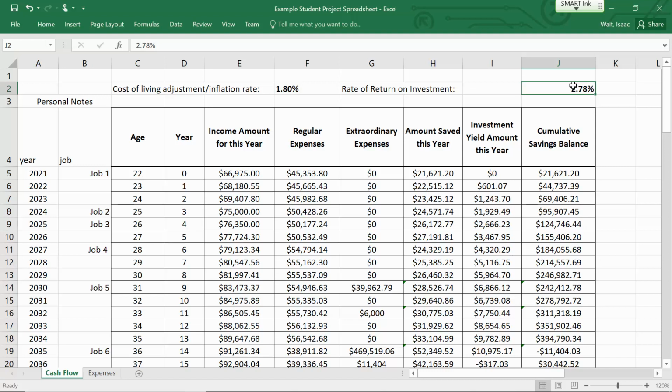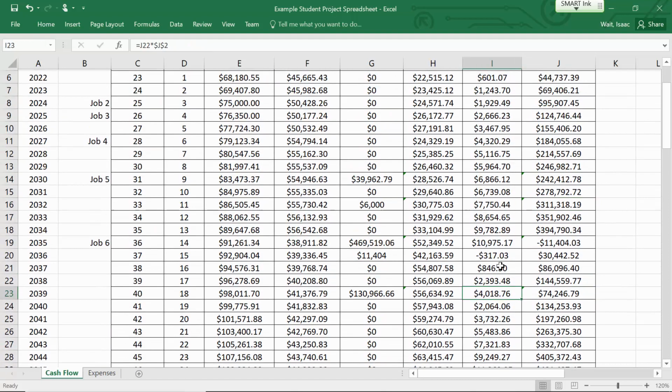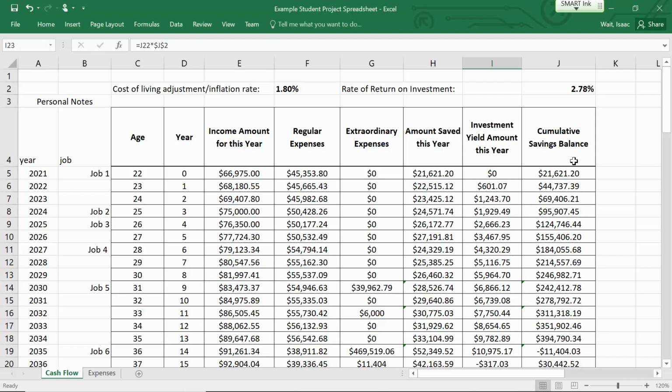But if you're really close to retirement, what a lot of people do is they start shifting more of their investments away from stocks and into more secure investments like bonds or mutual funds or like government-backed securities or annuities, things that have a guaranteed rate of return and less of a risk that you're losing the principal. So here, in each case, the investment yield was just based on the cumulative savings balance, but the rate of return on investment may change over time, is my point.